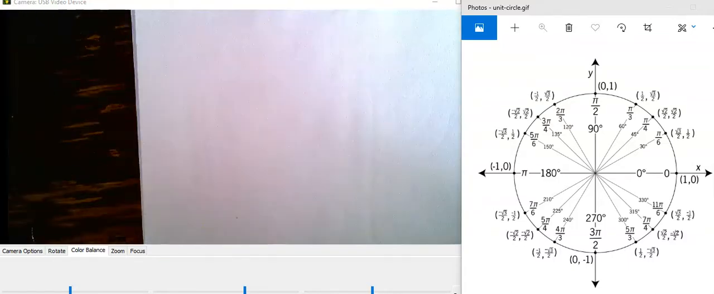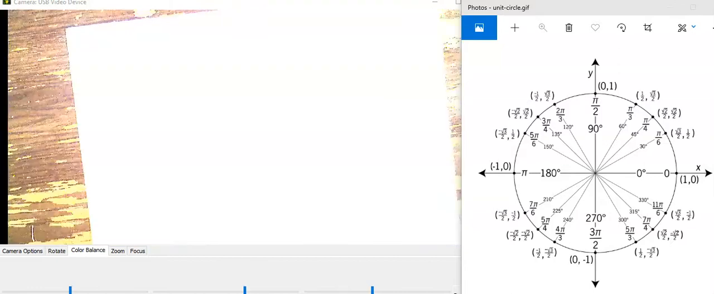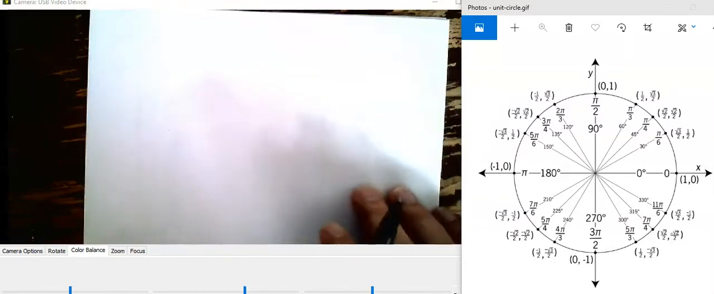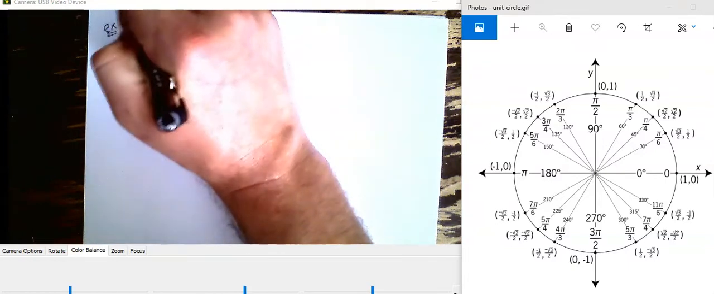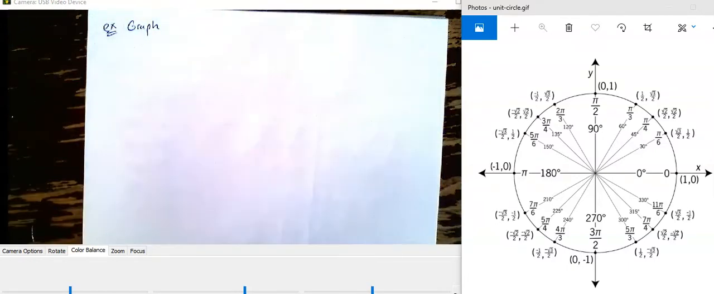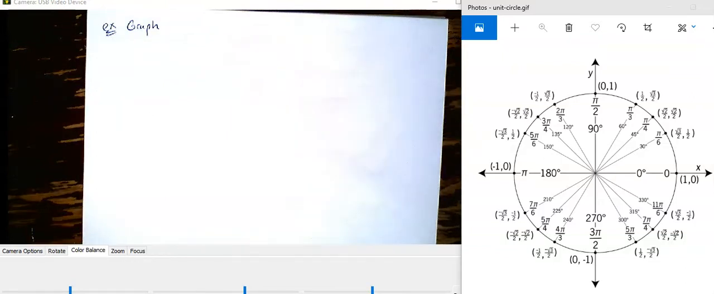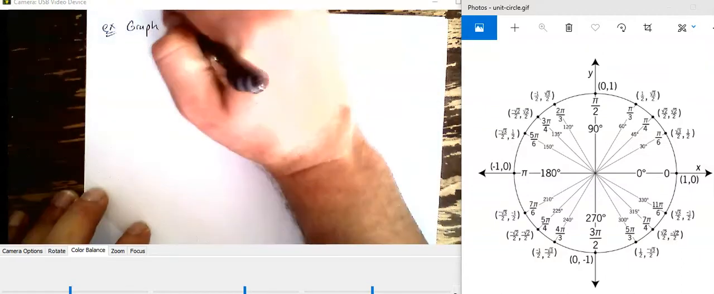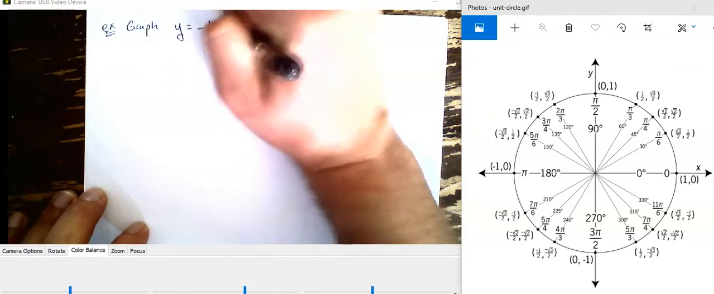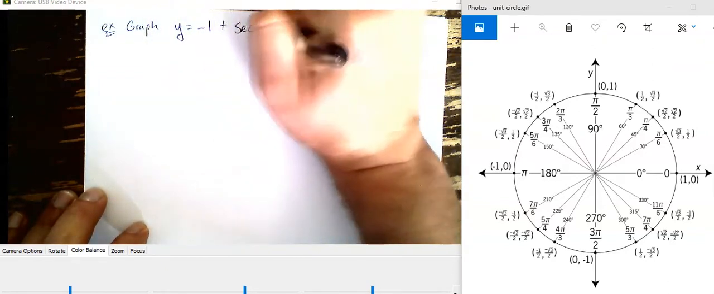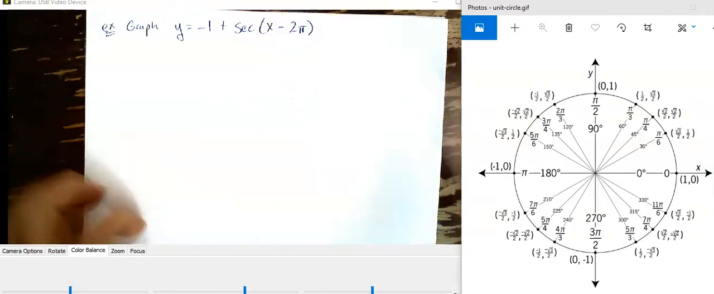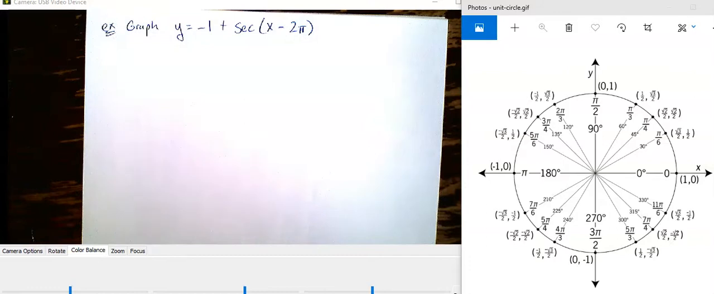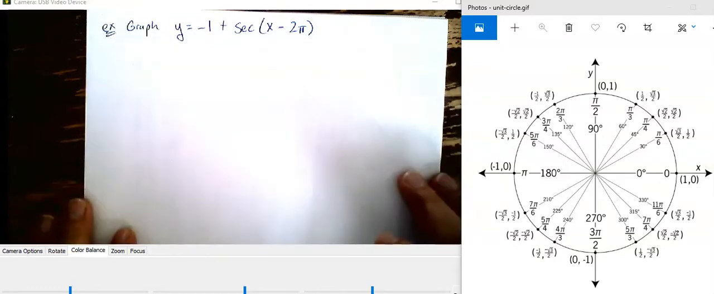Let's try one involving secants and cosecants. So let's graph y equals -1 plus the secant of x minus 2 pi.